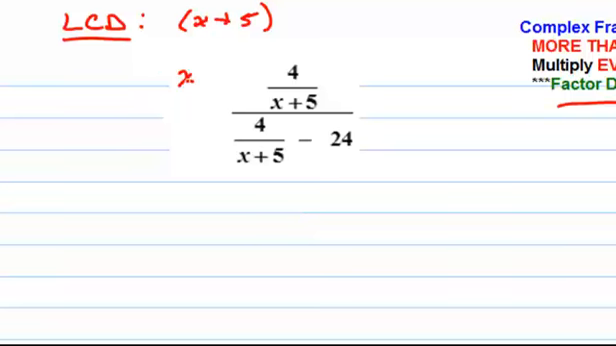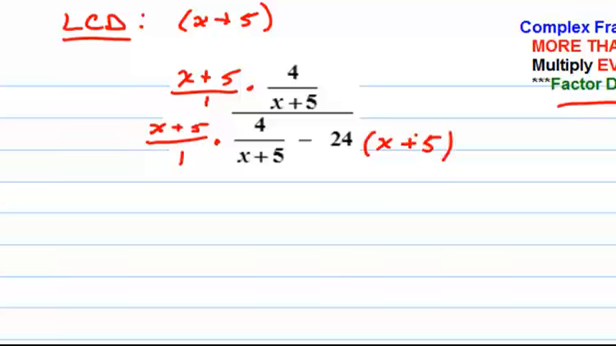So x plus 5 here. And since we're multiplying by a fraction, we're going to put a 1 under it. x plus 5 here. And again, we're multiplying by a fraction, we'll put a 1 under it. Here, however, putting a 1 would make it look more difficult. We don't need that. There's no fraction here.